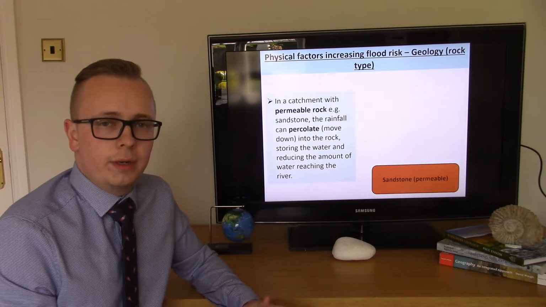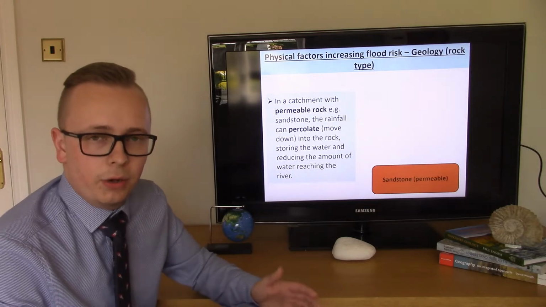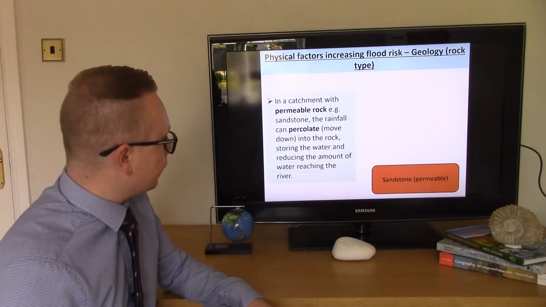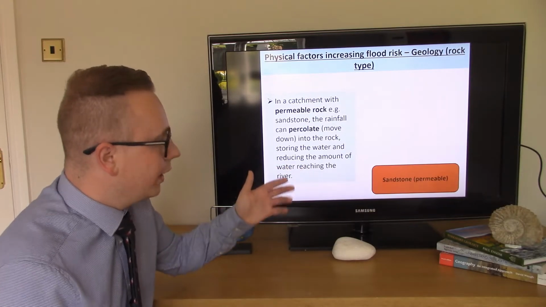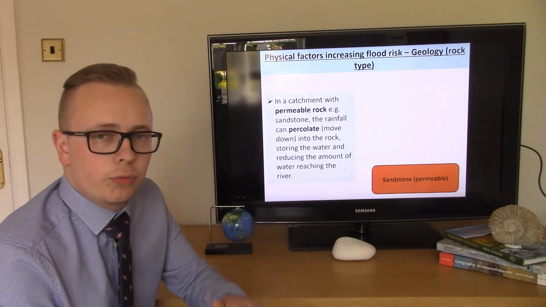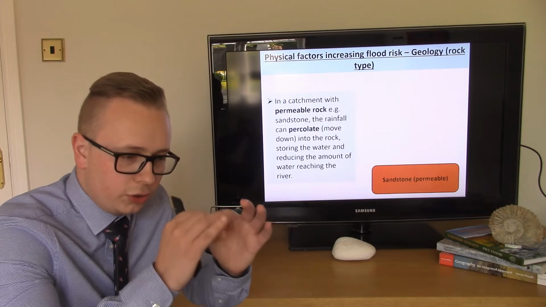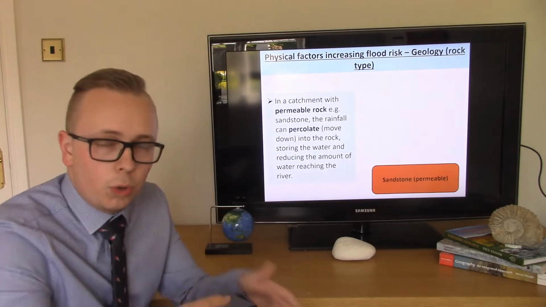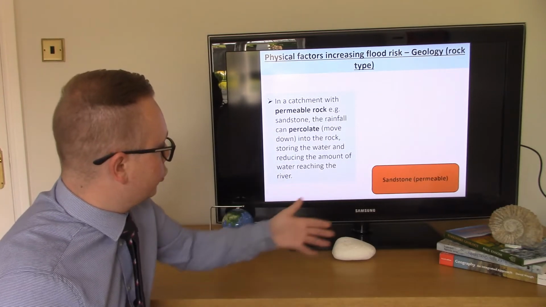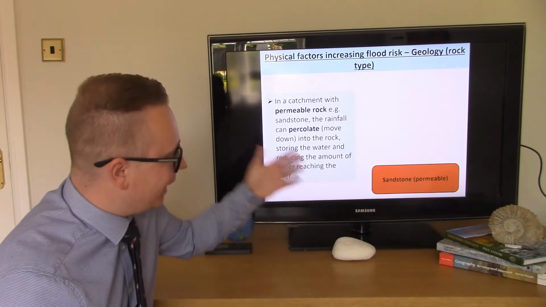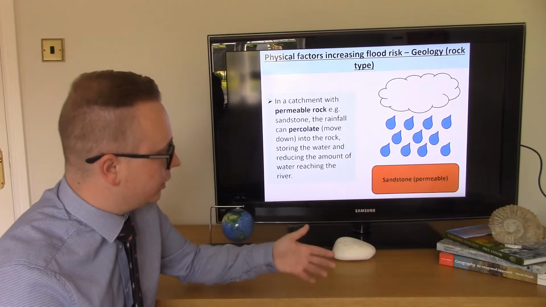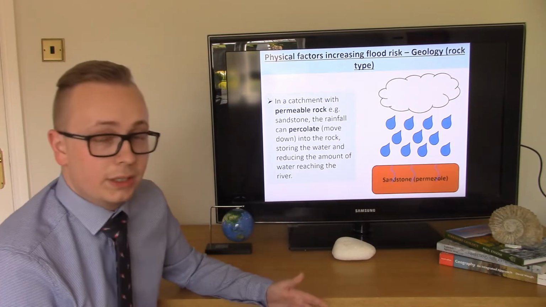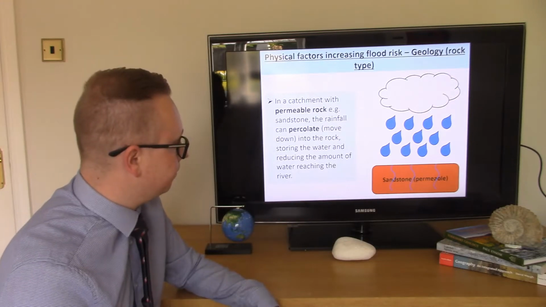Geology is also very important, and that's going to vary depending on the river basin. If the river catchment's got permeable rocks, such as sandstone, these allow water to pass through. They've got pore spaces in sandstone between the sand grains that allow water to move into the rock, and water can be stored there. So water can move into the rock, and less of it is therefore reaching the river channel.